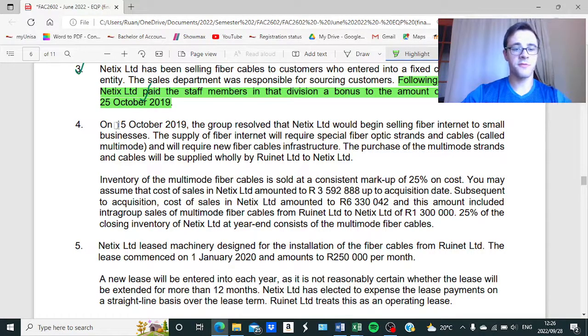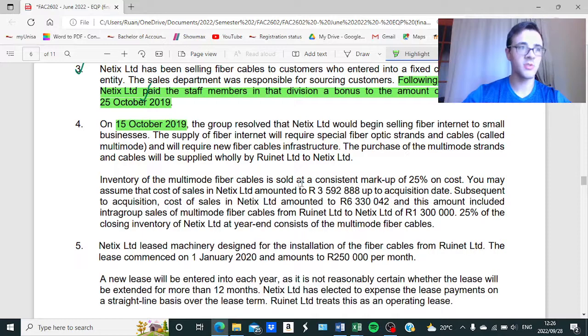Then number 4 says the following. On the 15th of October 2019, so also in the post-acquisition period, the group resolved that Netix Limited would begin selling fiber internet to small businesses. The supply of fiber internet will require special fiber optic strands and cables called multi-mode, okay, and will require new fiber cables infrastructure. Now, the purchase of these multi-mode strands and cables will be supplied wholly by Runate Limited to Netix Limited.